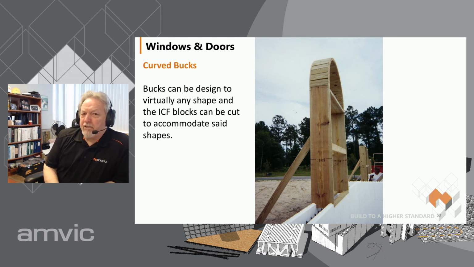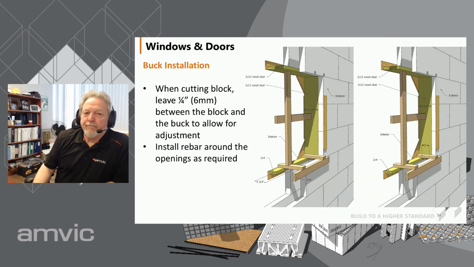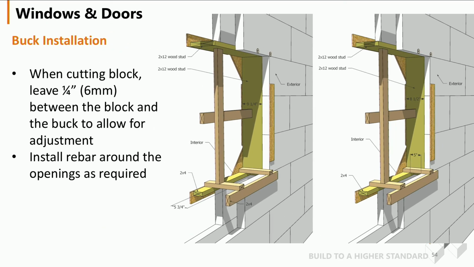Curved bucks. Bucks can be designed to virtually any size or shape, so a lot of times we pre-build them for the opening, put them in place, and then we cut the EPS around it to make sure it's going to form to it. Here's some examples again of buck installations. You want to cut the foam about 1/4 inch big just to allow for squaring up the buck properly, and then you're going to install your rebar around the opening as per specifications.